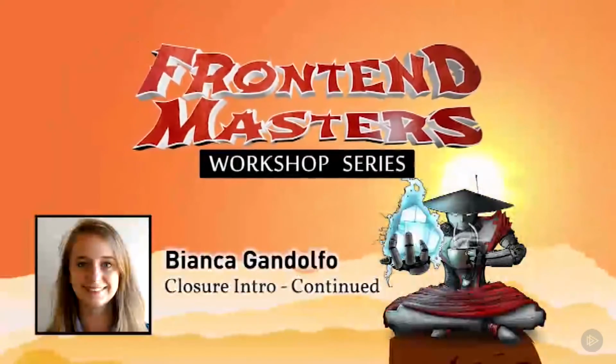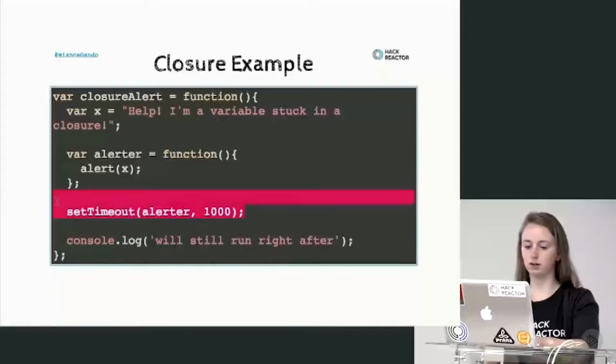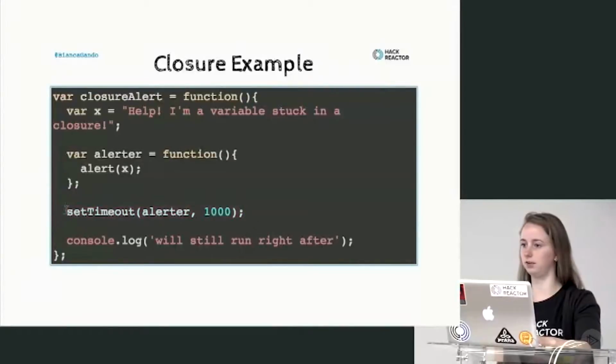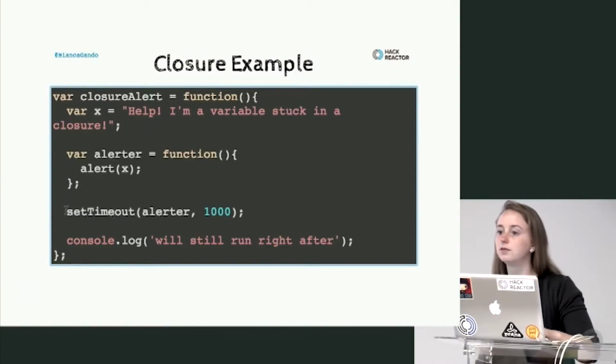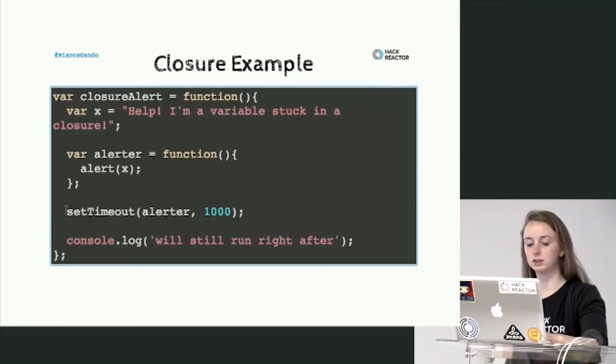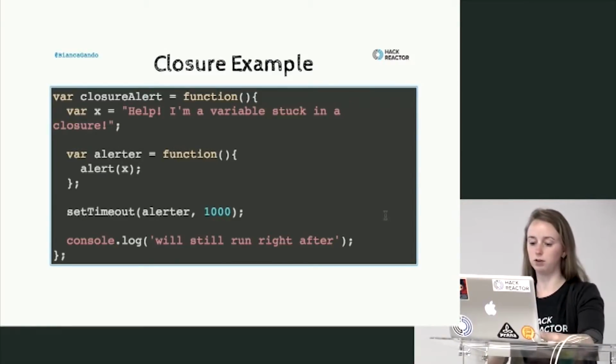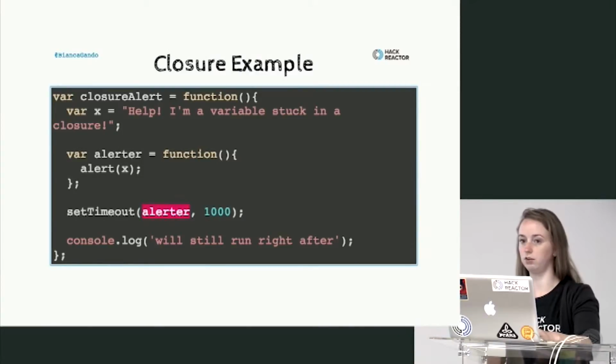So here's an add-on to that example. The difference here is that we have a setTimeout. What does setTimeout do? How long will that alert go? Yeah, so it will wait 1,000 milliseconds, which is 1 second, and then it will call this function. So it doesn't call it right away. It creates a delay.